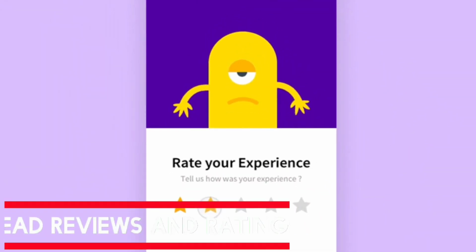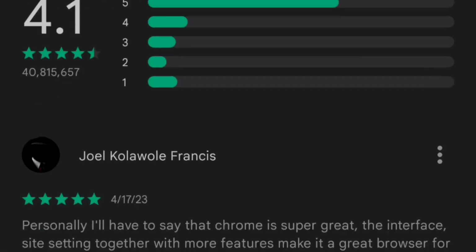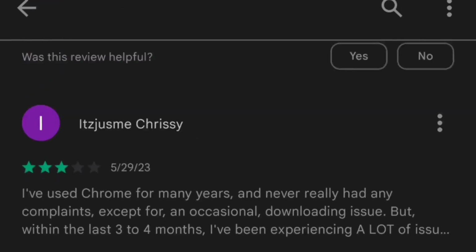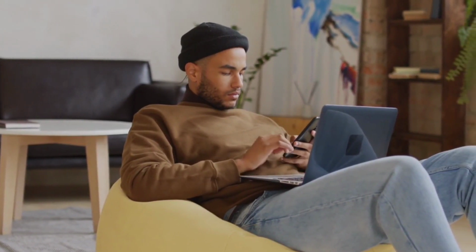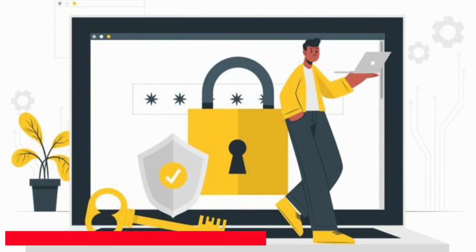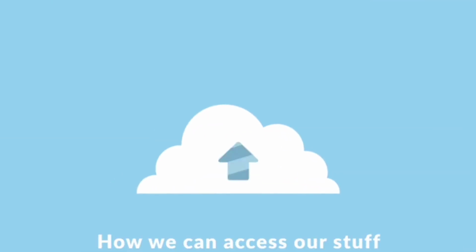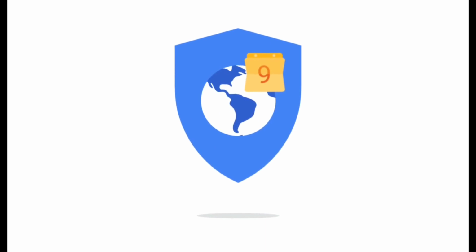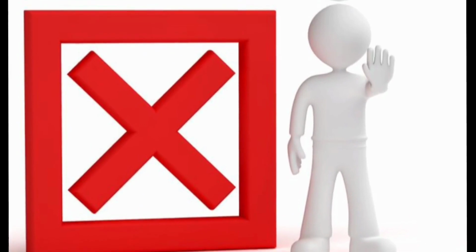2. Read reviews and ratings. Before installing an extension, take the time to read reviews and check the ratings. Look for extensions that have positive feedback and a substantial user base. This helps you gauge the reliability and effectiveness of the extension. 3. Permissions and privacy. Pay attention to the permissions requested by the extension. Be wary of extensions that ask for excessive access to your personal information or browser history. If an extension requests more permissions than it actually needs, it could be a red flag.